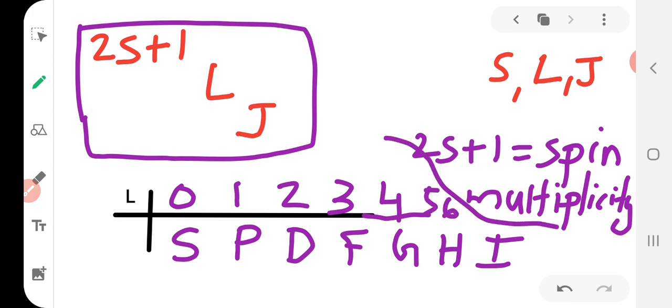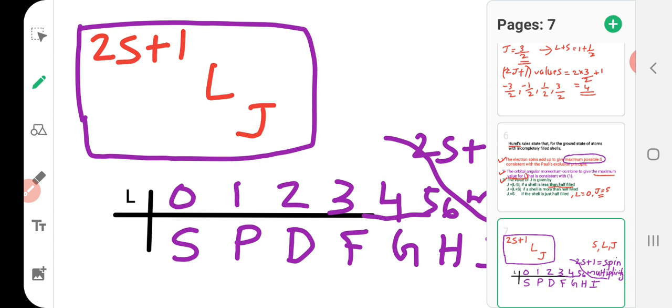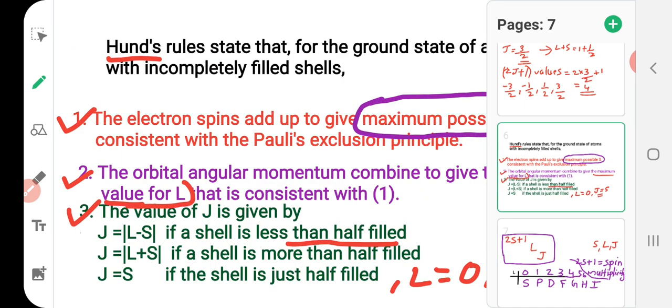So 2S plus 1 will be a number, the spin multiplicity. That is, we substitute the value of S here and get 2S plus 1. It is written at the top left, and L is the symbol according to these conditions. J, written at the bottom right, is the J value obtained in the third rule, that is L minus S if it is less than half filled, L plus S if it is more than half filled, and S if it is just half filled.